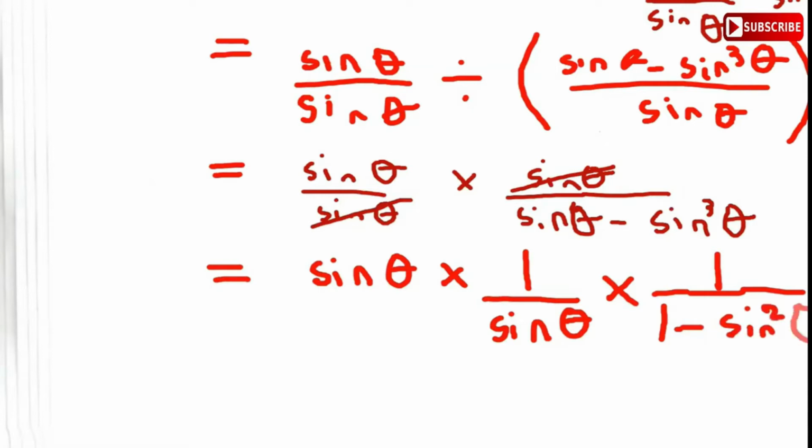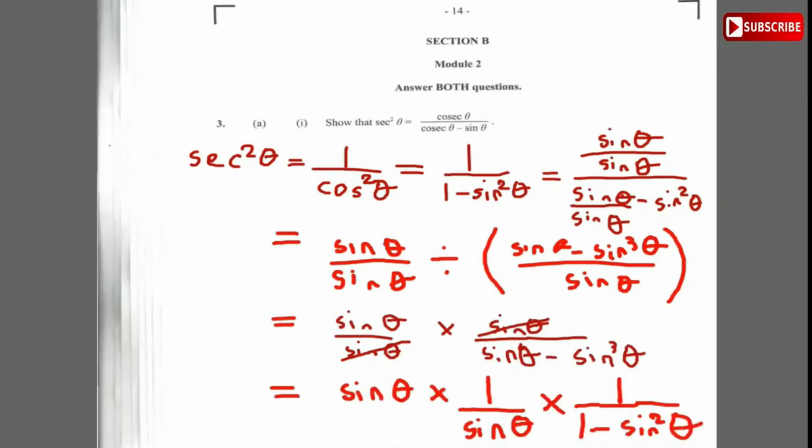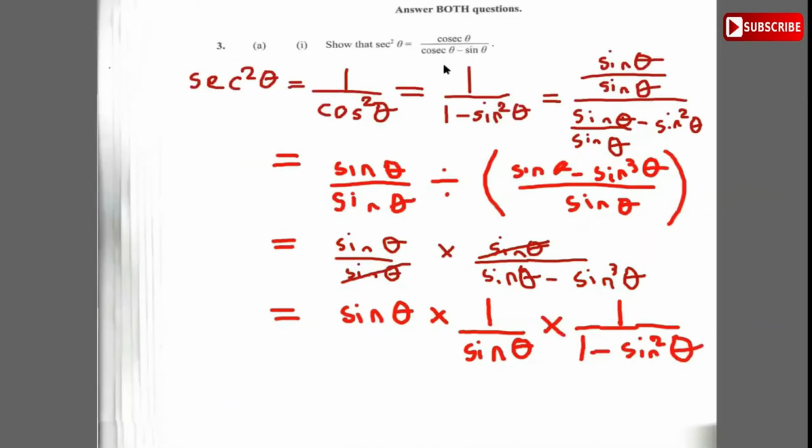I know that this 1 over sine theta is cosec. So this part will give me cosec. Now I need this now to generate something. Let's see what it's going to generate. I know cosec is 1 over sine minus sine theta. Let me see what I can generate. 1 over sine minus sine, which is 1 minus sine square over sine.